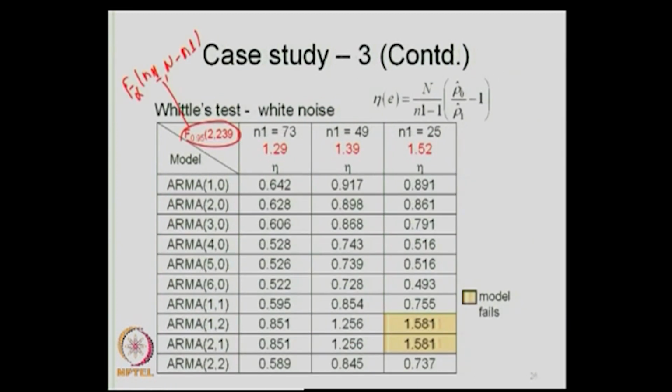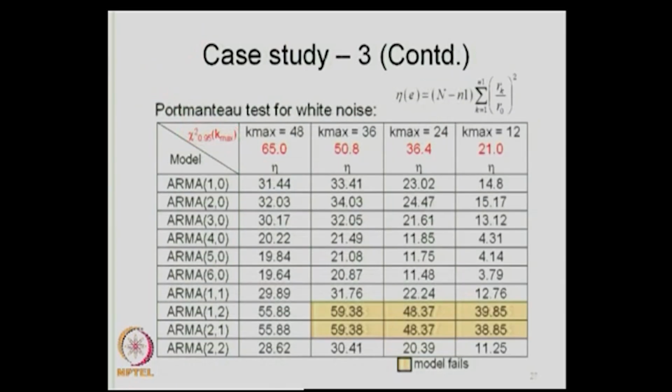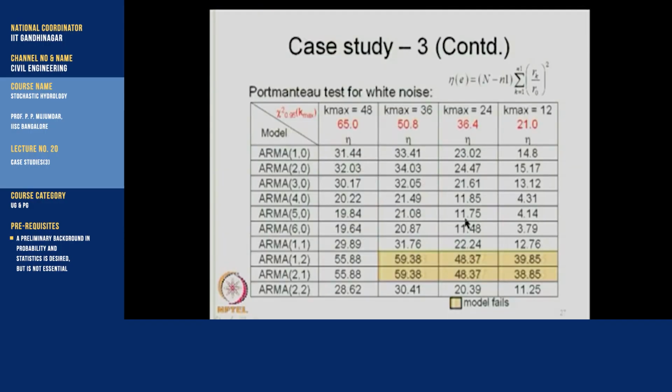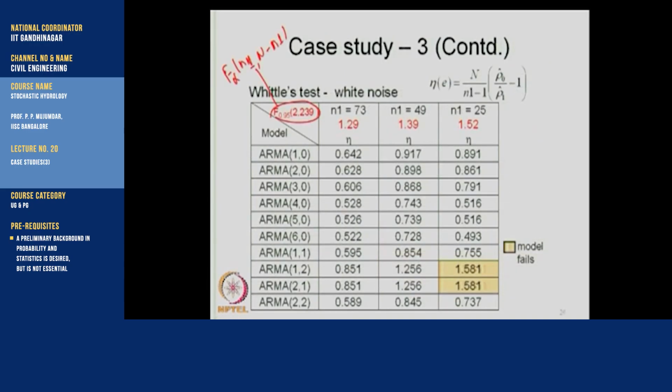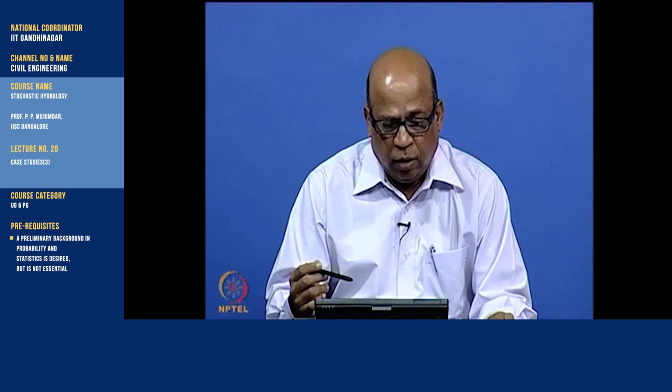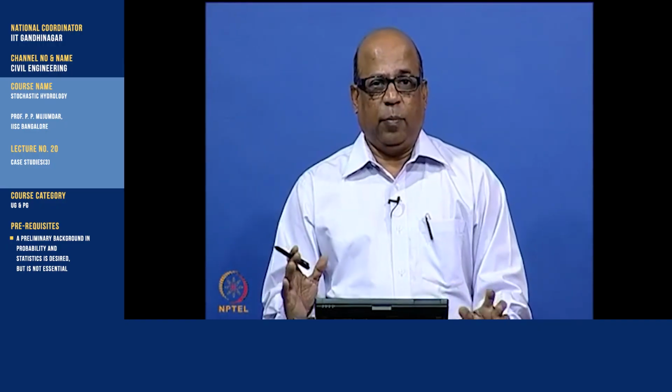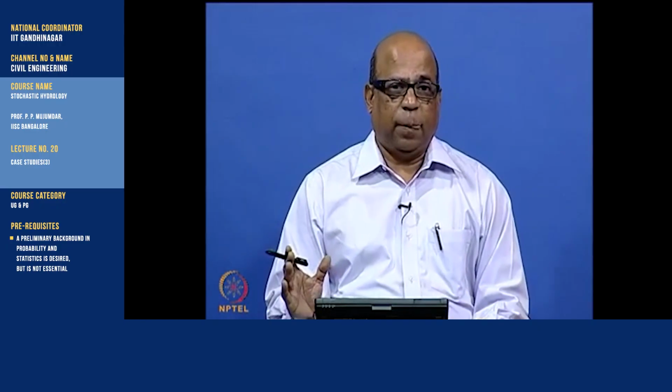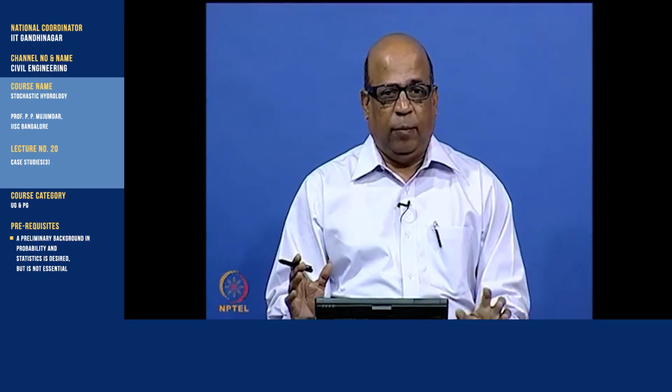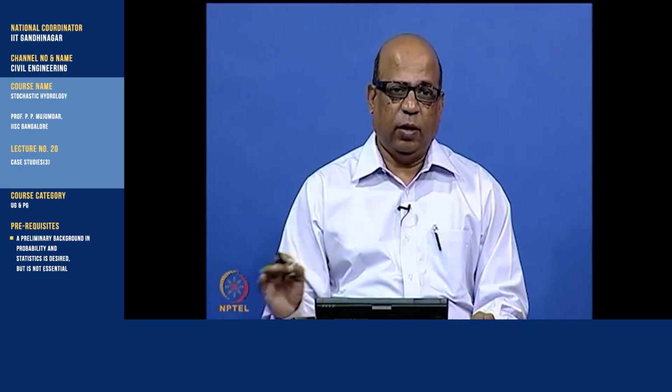Between the portmanteau and Whittle's tests, we prefer Whittle's test. That means if there are conflicting results between the portmanteau test and Whittle's test, then you go with the results of Whittle's test. All right, that completes case study number 3, which is on monthly stream flows for the Kaveri river at KRS reservoir.